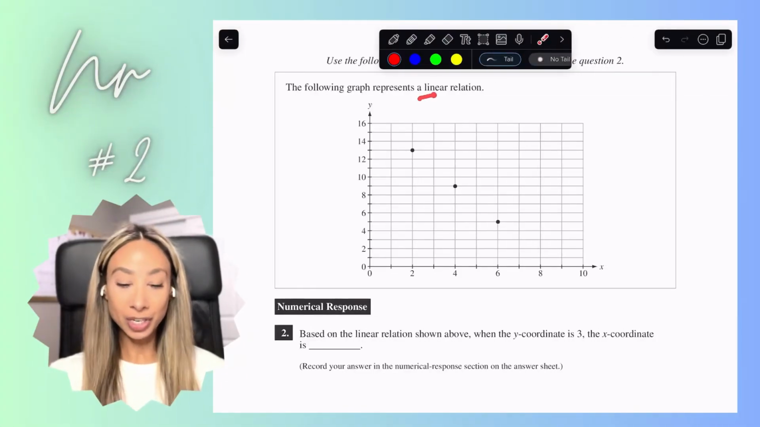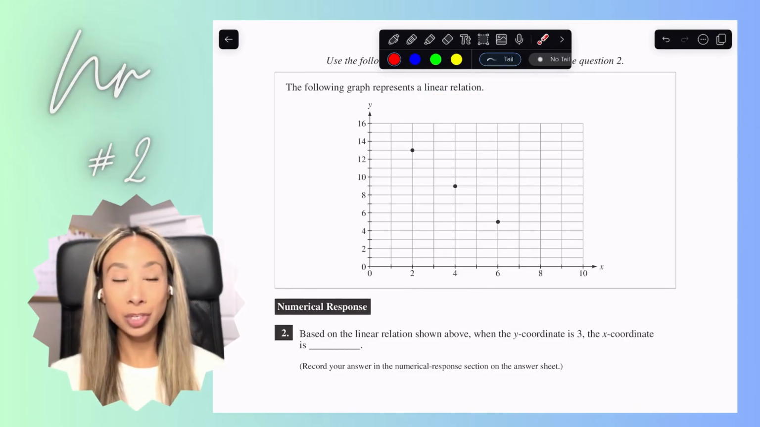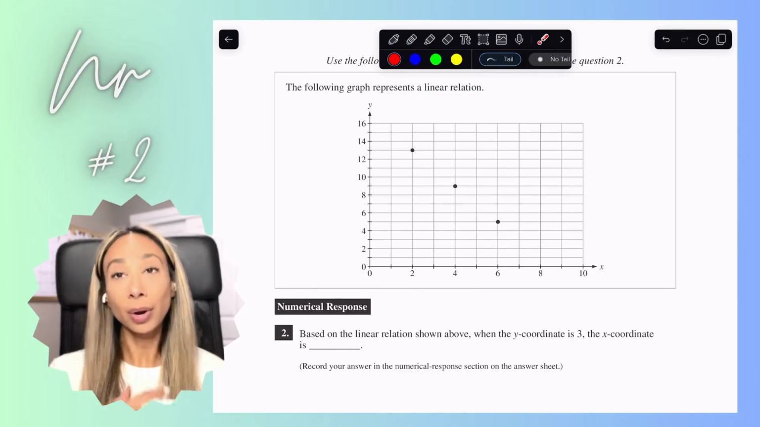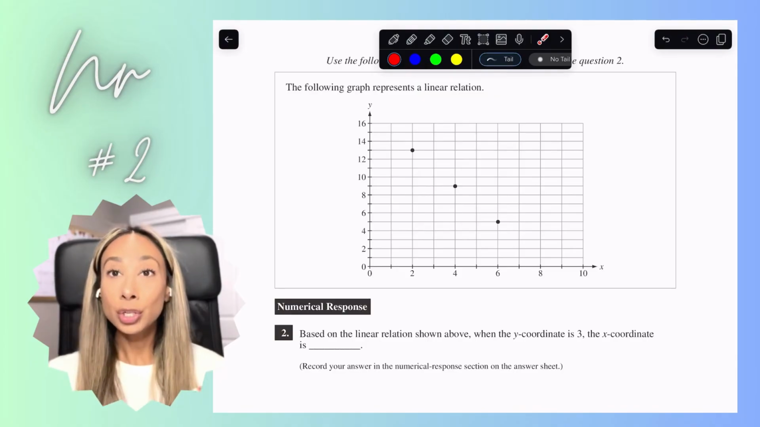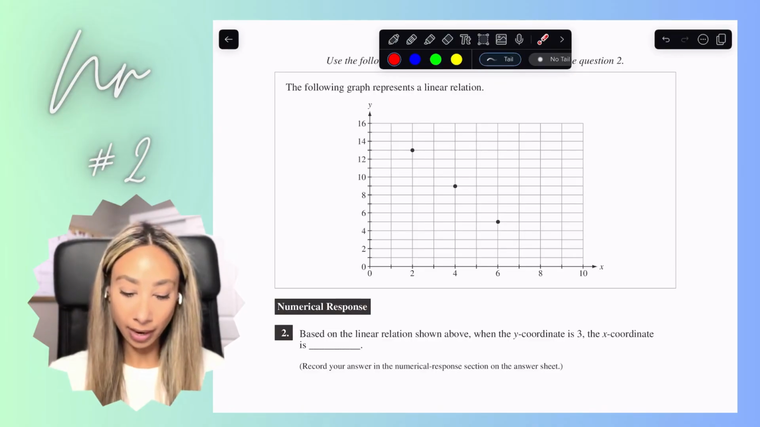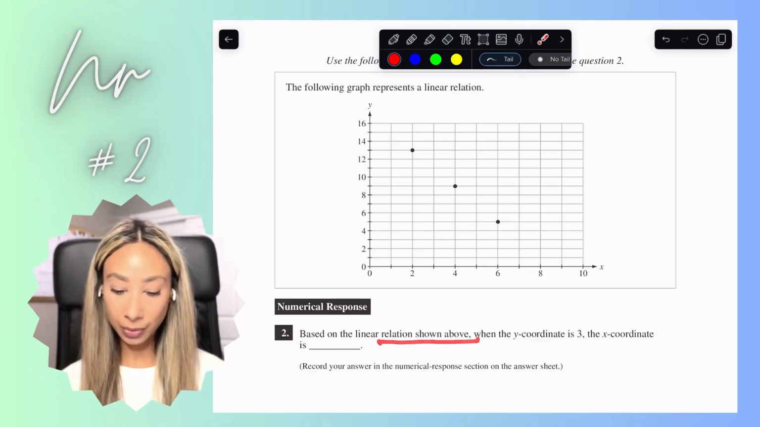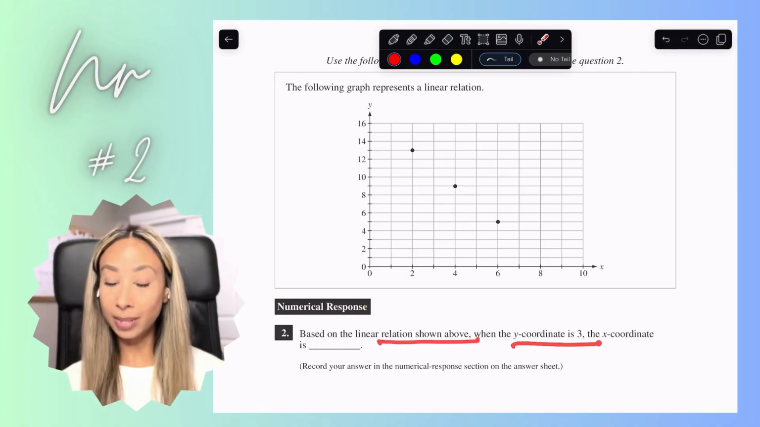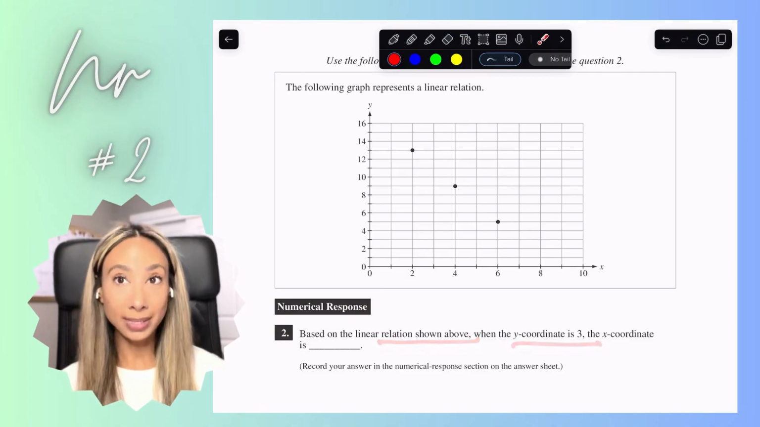So in this question, they gave us a linear relation. So if we remember, a linear relation is basically the coordinates on our graph are able to make a straight line. So that means both x and y are increasing at the same rate. So we can see that here. Our job is looking at the linear relationship. We need to figure out the x-coordinate when y is equal to 3.